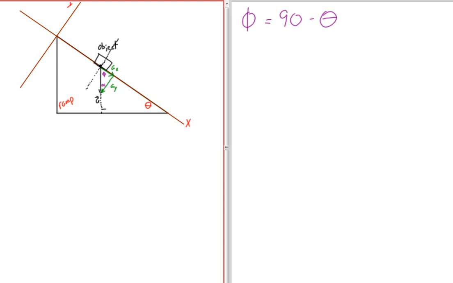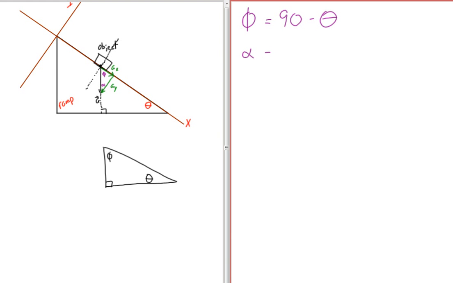Okay, let's go back over here to our picture. Over here in the picture, we're going to extend this acceleration vector downwards, and focus in on this right triangle right here, where we've got theta in the bottom right, phi in the top left, and you can see that obviously phi is going to be 90 minus whatever theta is.